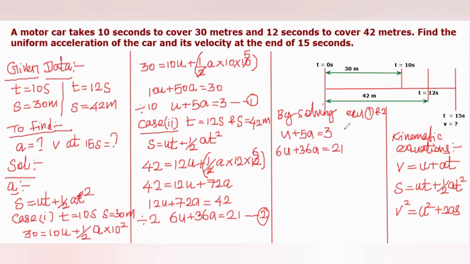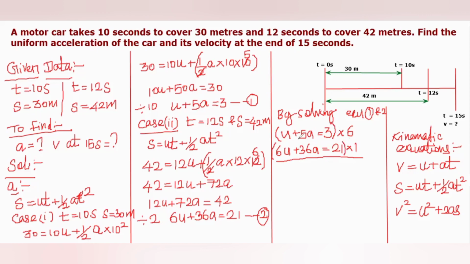Like, multiply the first equation with 6, which is the coefficient of u in the second equation, and multiply the second equation with 1, the coefficient of u in the first equation. Then we just multiply 6 throughout the equation.